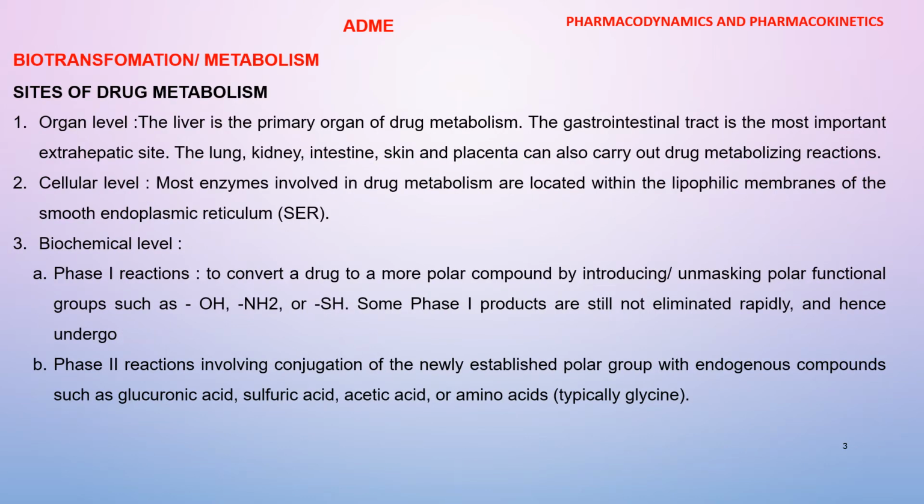Drug metabolism can occur at organ level, cellular level, and biochemical level. At organ level, it occurs in organs like lung, kidney, intestine, skin, and placenta. At cellular level, it involves a lot of enzymes in the smooth endoplasmic reticulum. At biochemical level, it can be divided into two phases depending upon the type of reactions that occur. Phase 1, which involves oxidation reduction reactions, and phase 2 involving conjugation reactions.